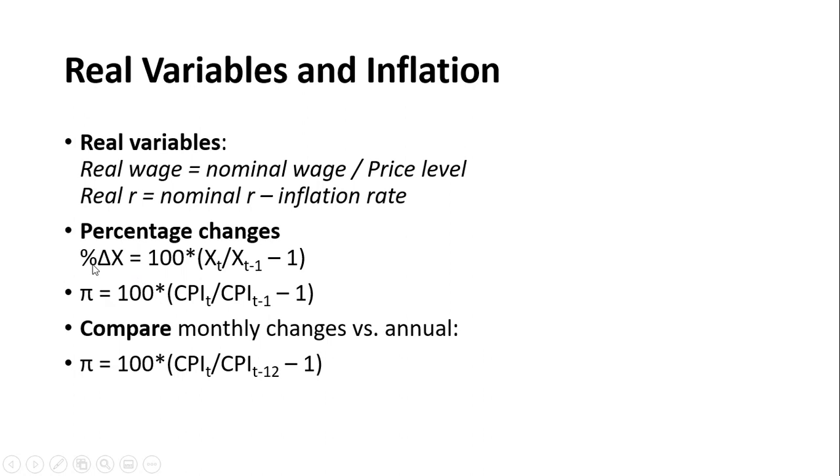All right, so that's for any variable. It could be percent exchange rate appreciation, could be growth in consumption, could be whatever. The primary one is inflation, and so that's just percent changes in the CPI, right? One thing I'm going to do here is compare monthly changes versus annual. So you could take month-to-month inflation, but if you have 12 months in a year, you could actually take each period minus 12 months in the past.